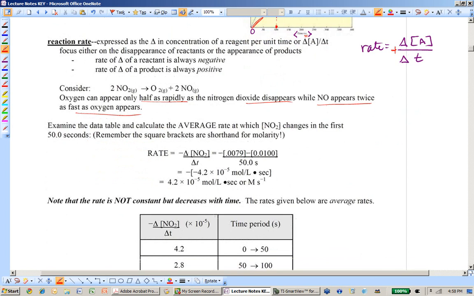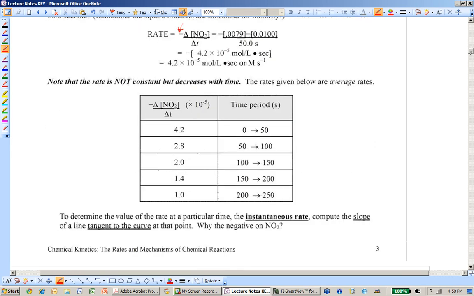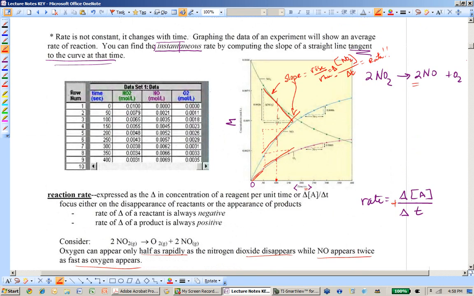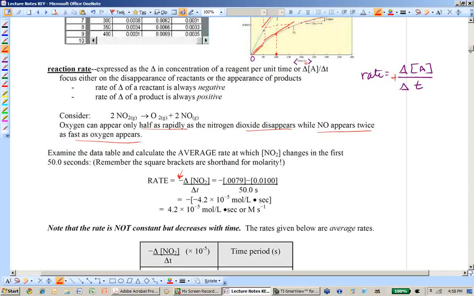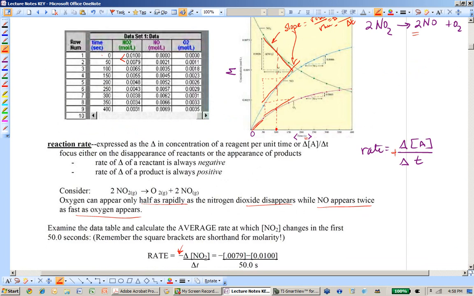Examine the data table. Calculate the average rate at which NO2 changes in the first 50 seconds. And remember the square brackets are shorthand for molarity. So I would take that rate is equal to the negative, note the negative because NO2 is our reactant, the negative change in NO2 over a change in time. So if I look back up at that data table, .0079. See the .0079 minus the .01 where we started. So we're looking at these 2 points right here. The difference in them divided by the amount of time that took, which was 50 seconds.